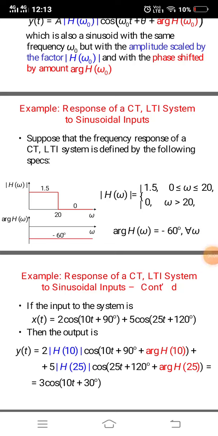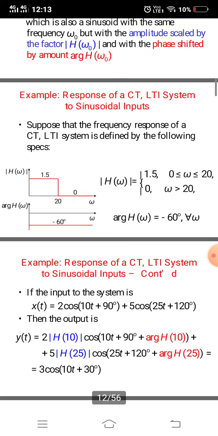Example: H of omega equals 1.5 and 0. The 1.5 value has some limitations: 0 less than or equal to omega less than or equal to 20. The other value is 0, for angular velocity greater than 20. So those two values can be applied on the graph.